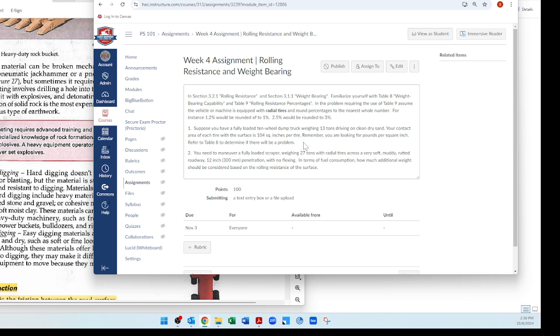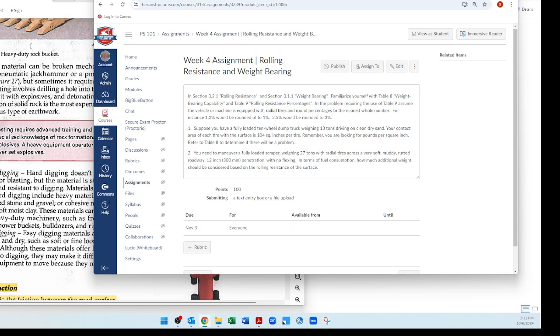Now, let me get myself kind of situated here. So let's take this in steps. It's just saying, will there be a problem? In other words, at some point, we're going to have to go to a table, and we're going to come up with some pounds per square inch here. And we're going to see if the road bearing capacity will handle that.